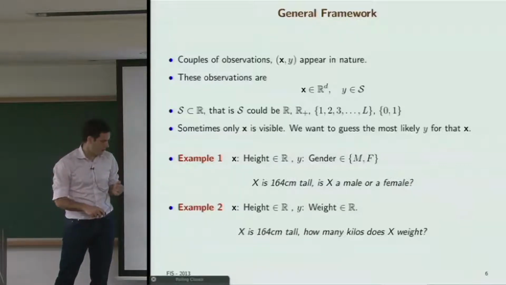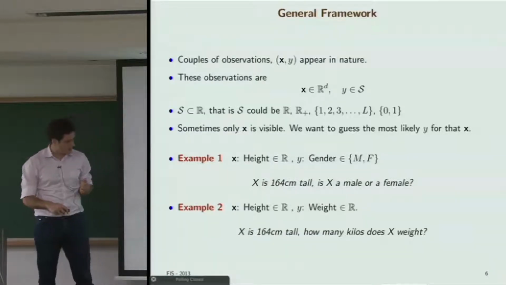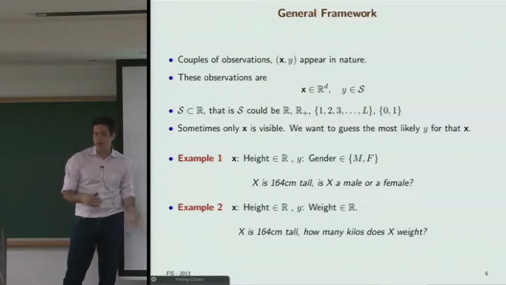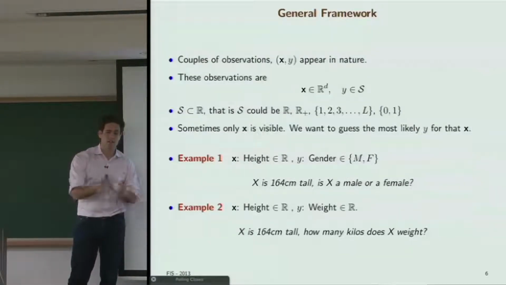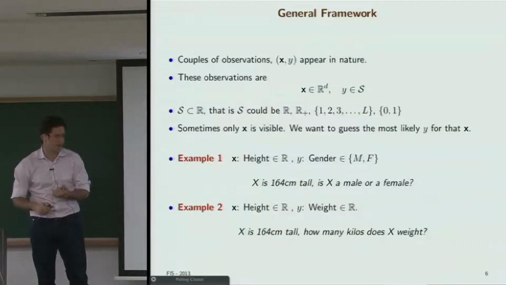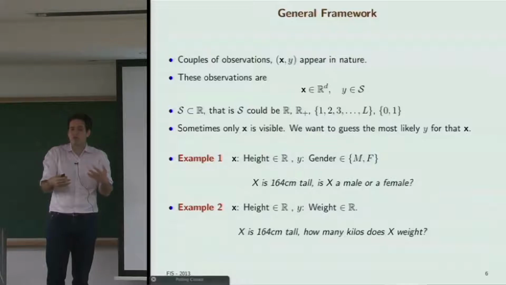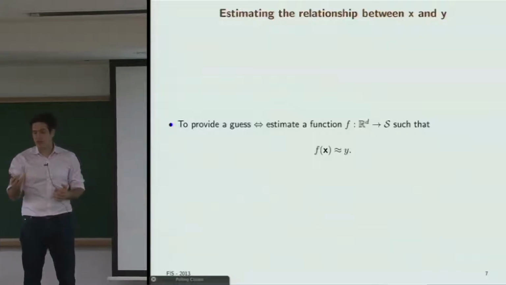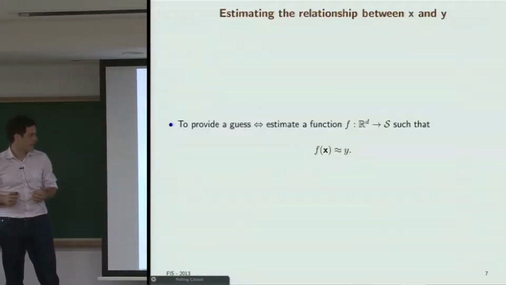Same thing goes with now a real valued output, which is the weight. So we have the height and the weight. Given this person's height, this is the only information you have access to. What is the weight of that person? And you just want to do as well as possible. You want that guess to be as good as possible. So we will define what good as possible means.